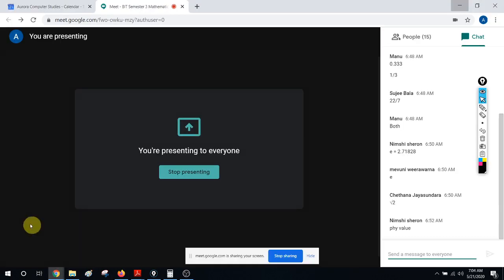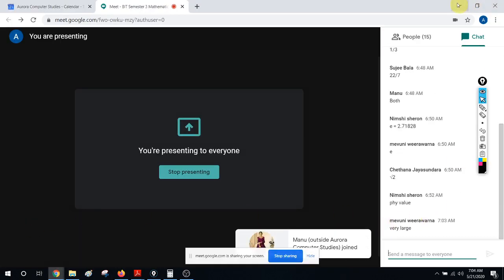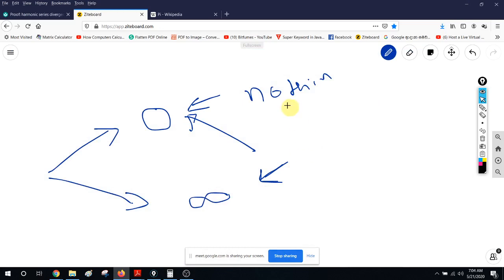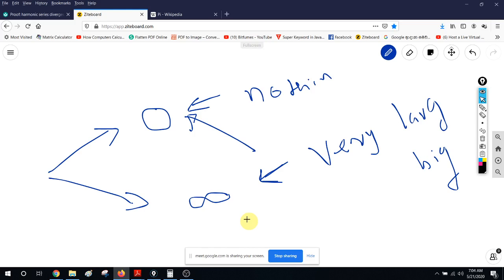So what is infinity? Infinity means very large, very large or very big. That's it. If someone asks what is infinity, infinity means very large. Someone will ask how large? I can't tell you. It's very, very large. I can't tell how large, but I know that it's very large. The concept is represented by this symbol.